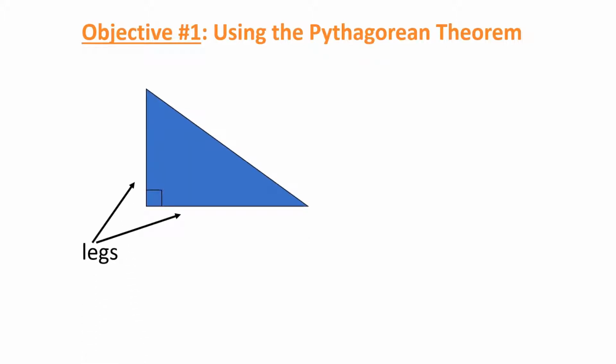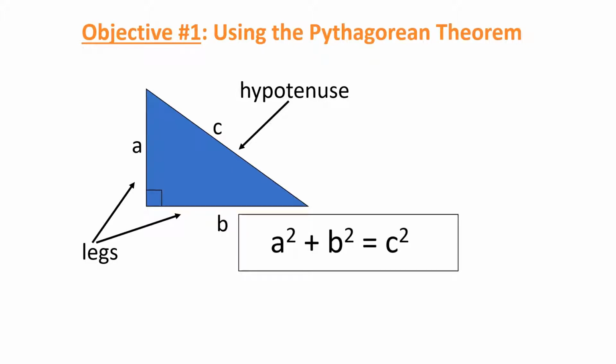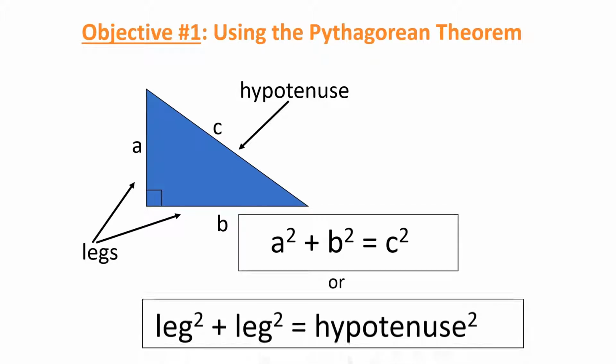So let's make sure we can actually use this. First off, triangles have legs. The legs of a triangle are the two sides that are connected to the right angle. And there's one side that is opposite the right angle, and that is the hypotenuse. So if I'm on the right angle, I'm a leg. If I am on the opposite side, I am a hypotenuse. That's really important because the legs we're going to call A and B. The hypotenuse I'm going to call C, and A squared plus B squared equals C squared. Another way of saying that is that leg squared plus leg squared is the hypotenuse squared.